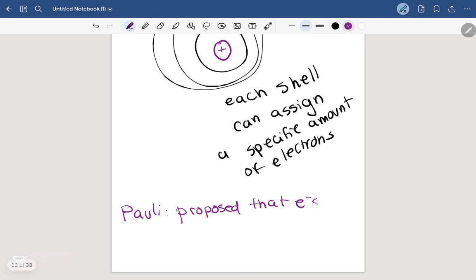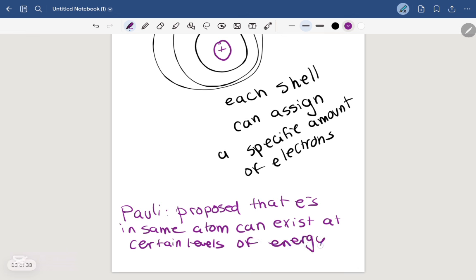So Pauli proposed that electrons, e minus, in the same atom can exist at certain levels of energy. Now I'm gonna say two extra sentences, very important. I'm not gonna write them, please pay attention. What are these two sentences? First of all, these energy levels are described by quantum numbers, right? And we also know that no two electrons in an atom can have the same set of quantum numbers. So no two electrons can have the same energy value.